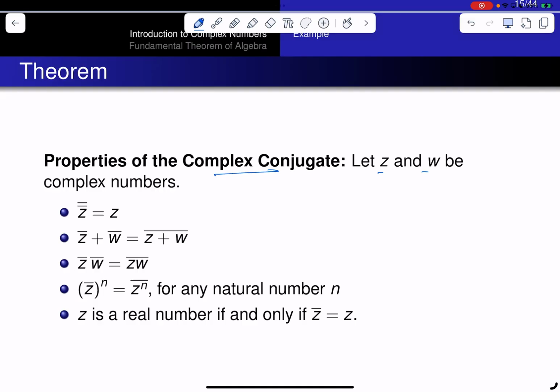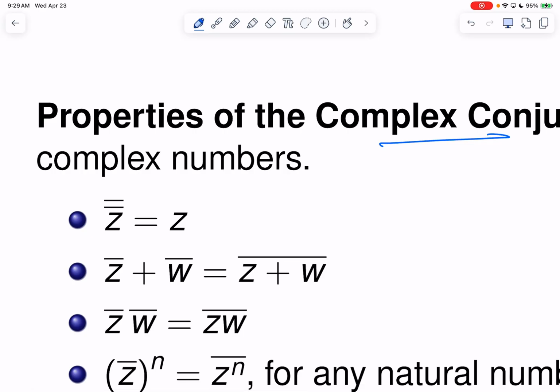Let z and w be complex numbers. What's the double conjugate of z? If z is a complex number, a plus bi, what would the conjugate of z be? A minus bi. And what would the double conjugate then be? You'd be back to a plus bi. So if you do a double conjugate, won't that just get you back to the original complex number? If you do a conjugate twice, that gets you back to the original.